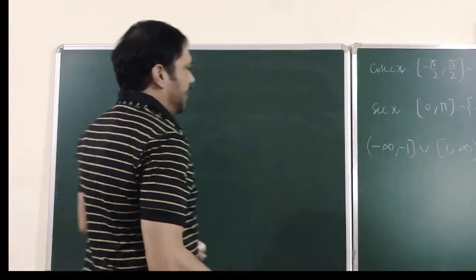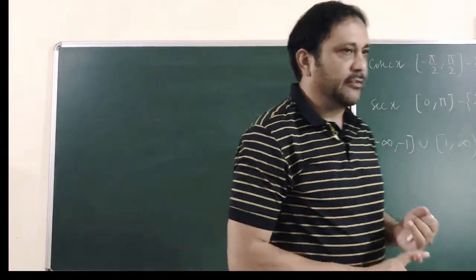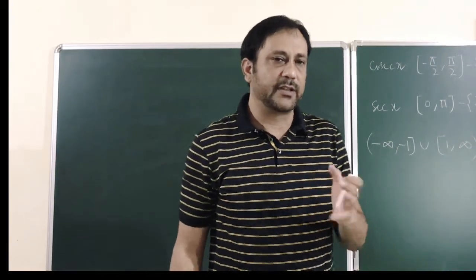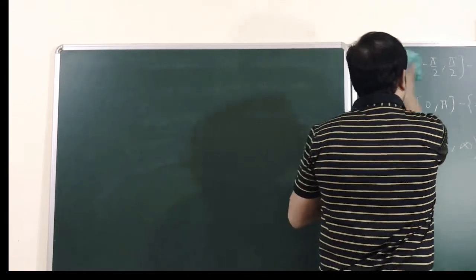So this is what we have understood: the domains of sine inverse, cos inverse, sec inverse, tan inverse and cot inverse, and what are the corresponding ranges. So this is what we know now, okay?